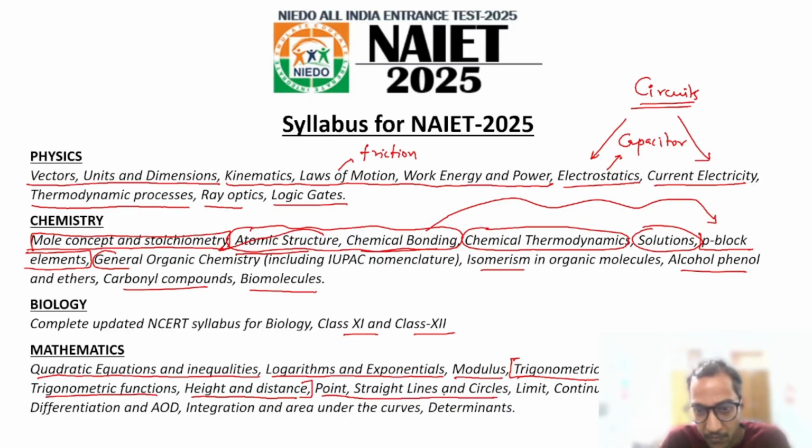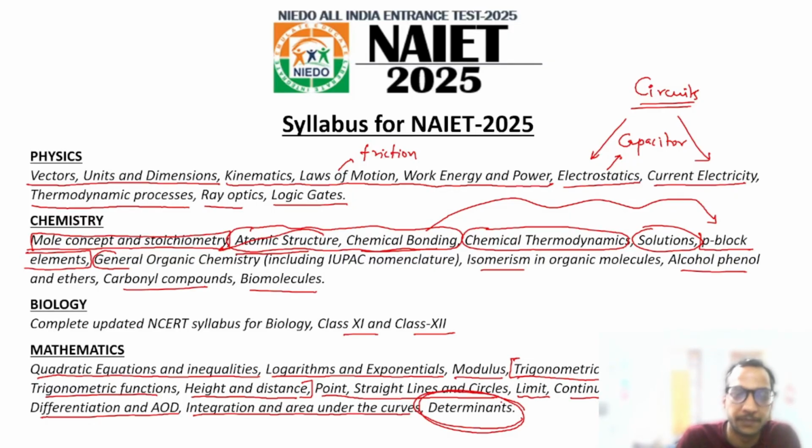And then we go into 2D coordinate geometry. So straight lines, point, and circle. We will not go into hyperbola, parabola. And then we have the calculus part: limits, and then continuity and differentiability, differentiation and AOD, and integration and area under the curves. Then we also have a small topic called determinants here in mathematics.